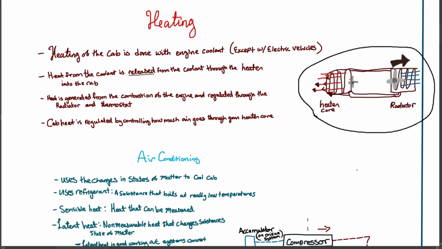The heat from the coolant is released into the cab through the heater core. The heater core gets its heat from the unused combustion process, in which the coolant temperature is regulated through the radiator and also the thermostat, which controls the coolant flow through the radiator. The heater core chooses the amount of heat to let into a cab of a vehicle based on controlling the airflow through the heater core. The less air that flows through, the colder it's going to be. The more air that flows through, the hotter it's going to be.